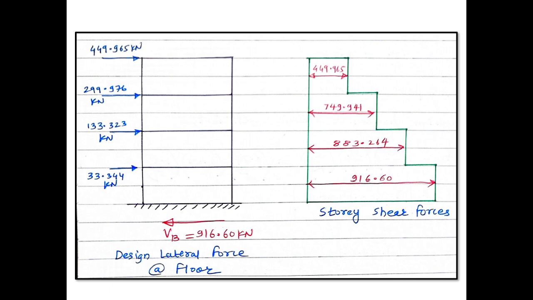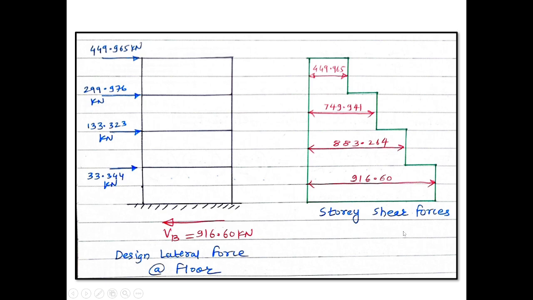Now this is how we can show it in a diagram. So this is a building, and here the base shear is 916.60 kilonewton, and the design lateral force at each floor, here at first floor it is 33.344 kilonewton, second is 133.323, third is 299.976, and top it is 449.965 kilonewton. So here we can clearly observe that as the height of the building goes on increasing, our design lateral force at floor goes on increasing.